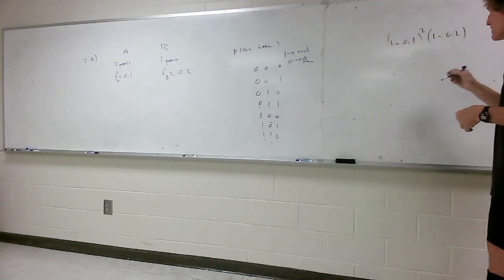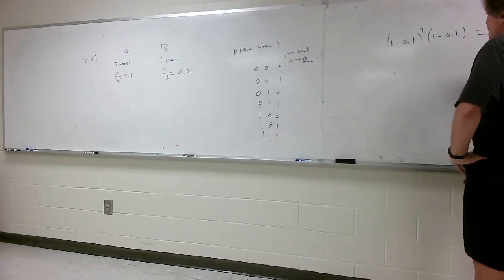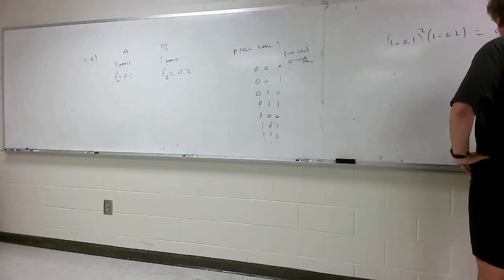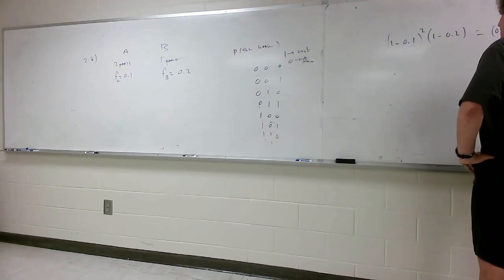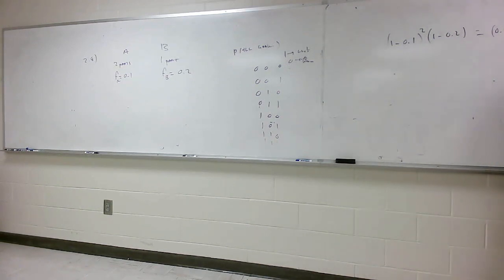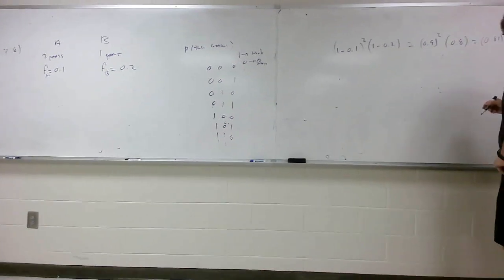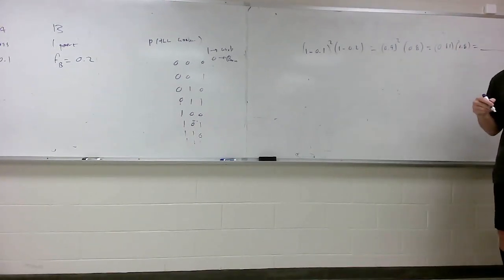If you think about that, this is going to be 0.9, so it's 0.9 squared, and this is times 0.8. So that's 0.81 times 0.8. And I don't know exactly what that is, but 0.648.